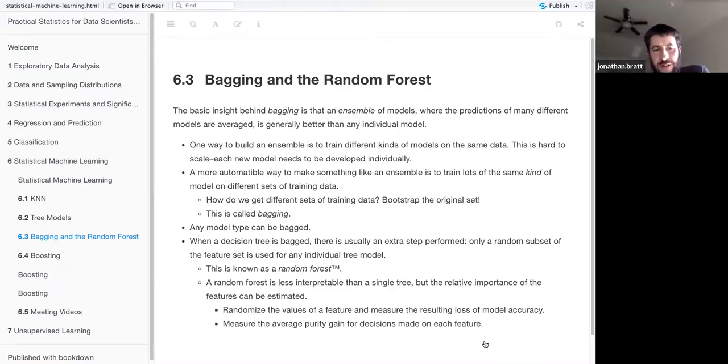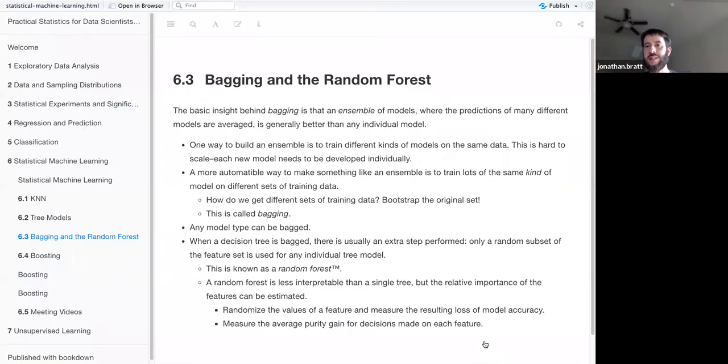When you bag a tree model in particular, there's usually an extra step in addition to just bagging. You can just bag a tree model like anything else, but there's an extra step that's often performed, and the book doesn't explain why, but I think there are good reasons for it. In addition to training each tree model on a different random bootstrap training set, you also, for each tree model, pick only a random subset of the features to consider. So let's say I have a feature set of 100 different features, and I have a large set of training examples. If I'm bagging my tree model, for each tree I'll randomly pick 10 features to build a tree model on. So you can think that each tree randomly has access to not only a subset of the training data, but also just a subset of the features.